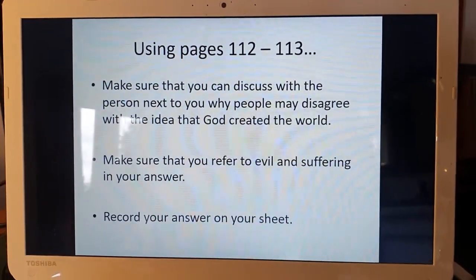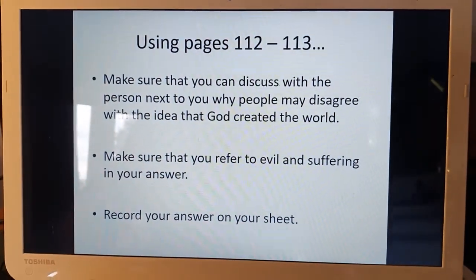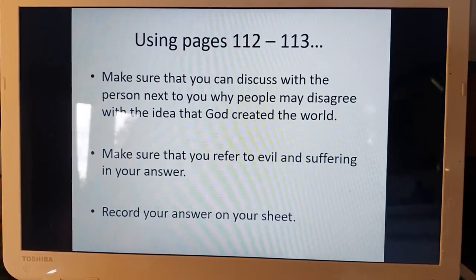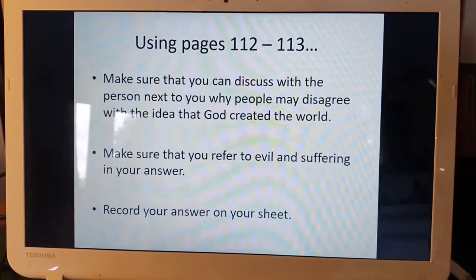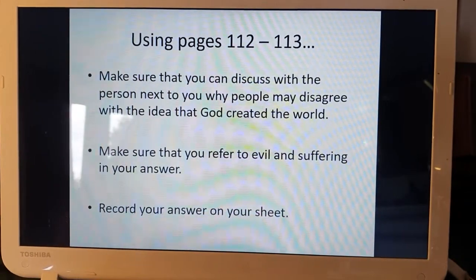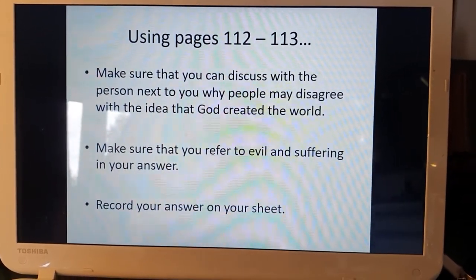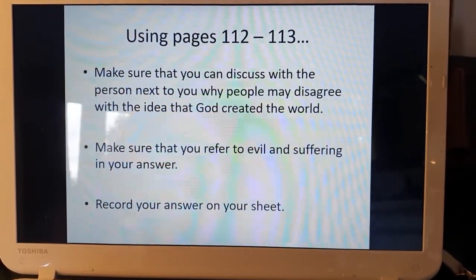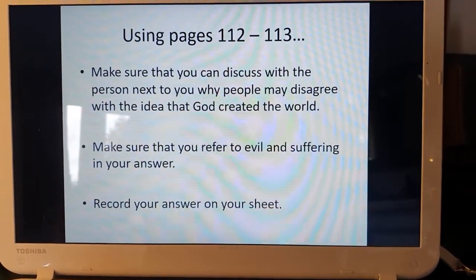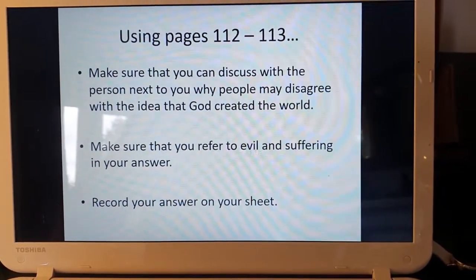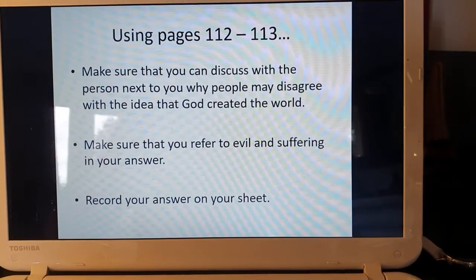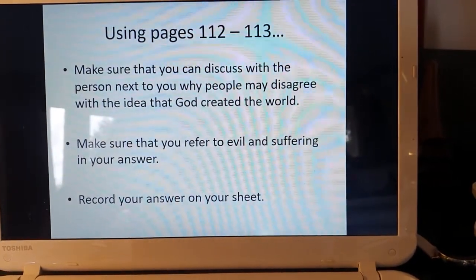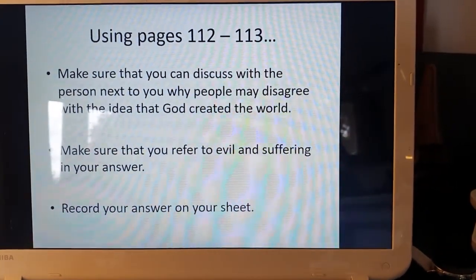Now, using the same online textbook, click onto pages 112 to 113, and there you'll see two pages all devoted to the idea of the problem of evil. So read through those, pick out the key points, and just make sure that you can discuss with someone in your house why people might disagree with the idea that God created the world based on the problem of evil.